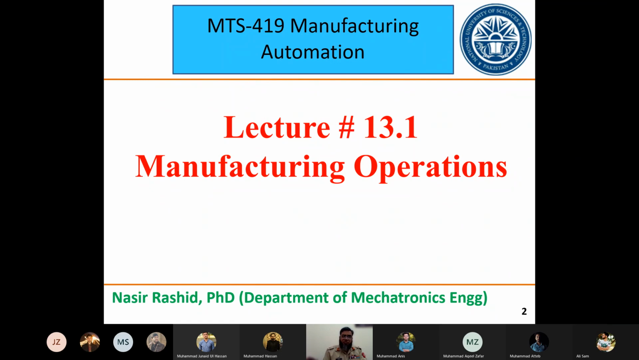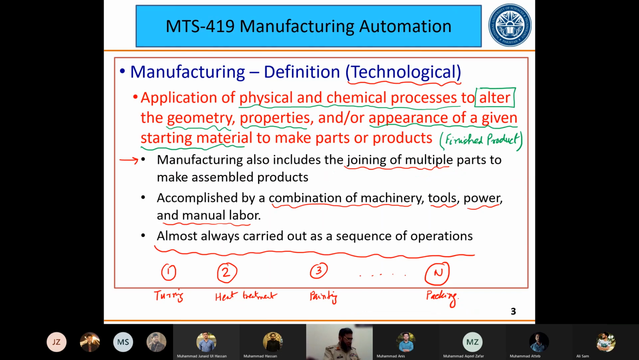So this is our second last week. No, not second last week. This is our third last week. So we will have two more weeks of studies, and we will cover two more topics after this. So we are going to talk about manufacturing operations today. Let me first define the technological definition of manufacturing process.